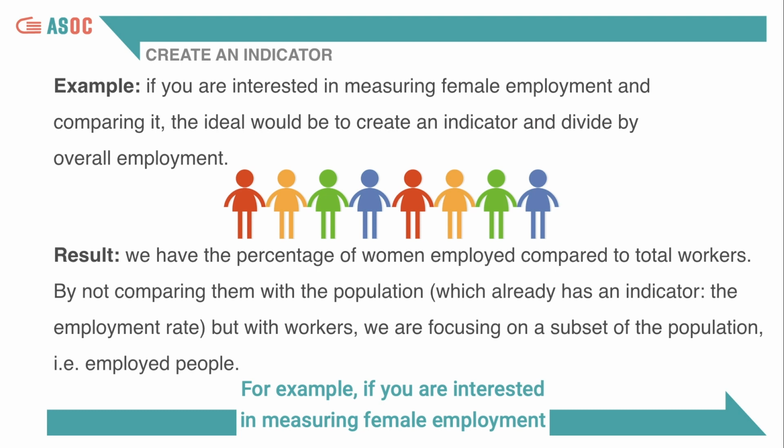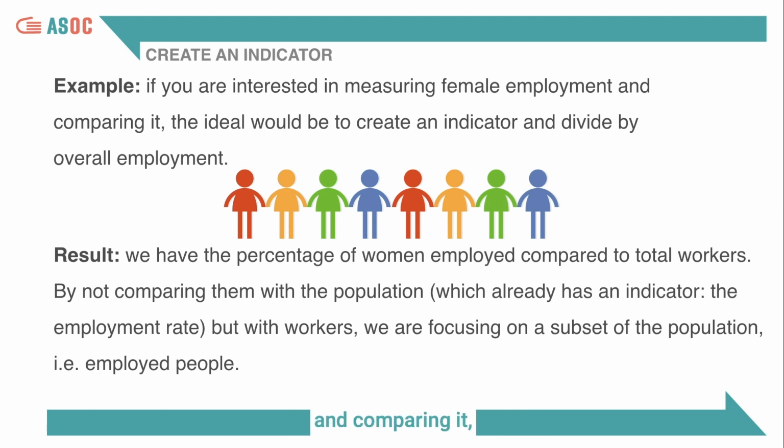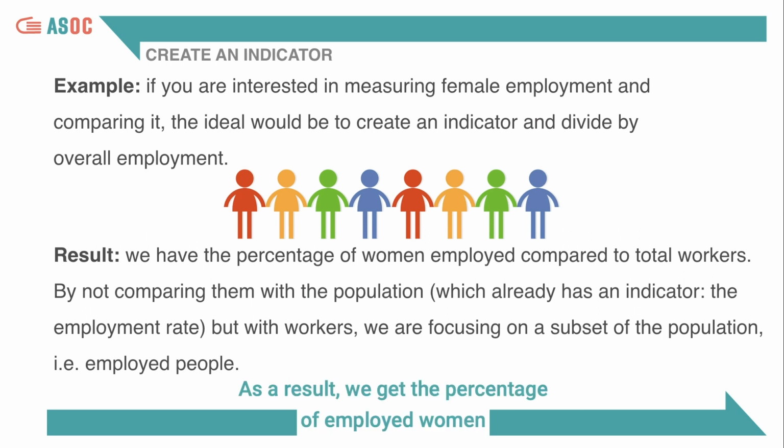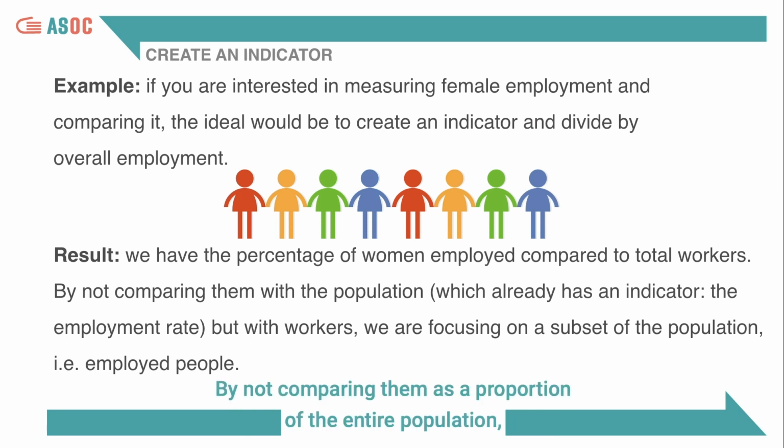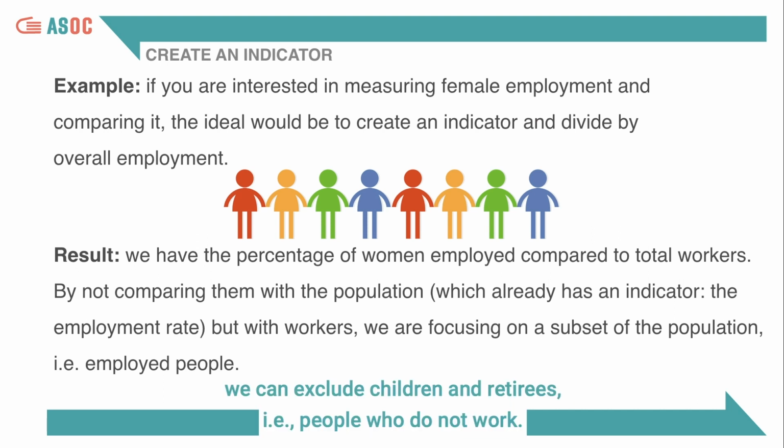For example, if you are interested in measuring female employment and comparing it, the ideal would be to create an indicator that divides the number of female workers by total employment. As a result, we have the percentage of employed women out of the total number of workers. By not comparing them as a proportion of the entire population, we can thus exclude children and retirees, that is, those who do not work.